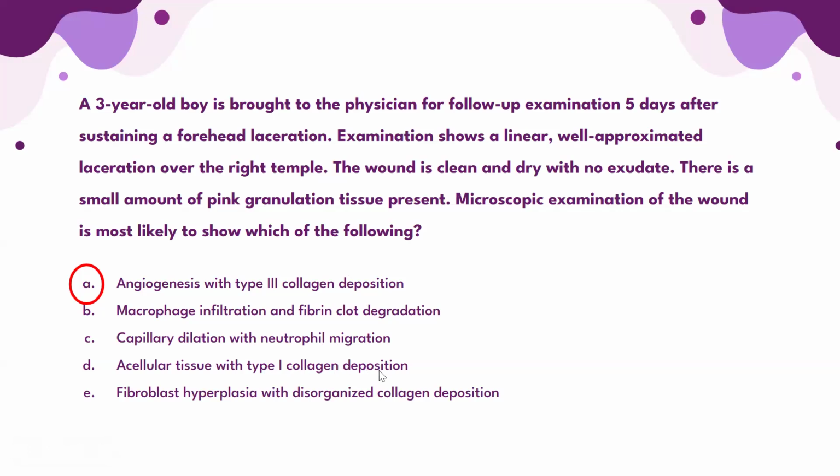Acellular tissue with type 1 collagen. Nope, that isn't right either. What do you mean by acellular, you know? And then fibroblast hyperplasia with disorganized collagen deposition. That's not granulation tissue. Granulation tissue is pretty much very organized. And A makes the most sense out of all of these options.